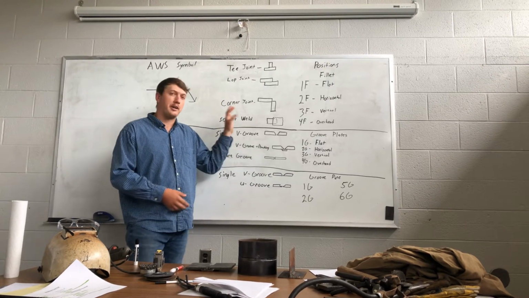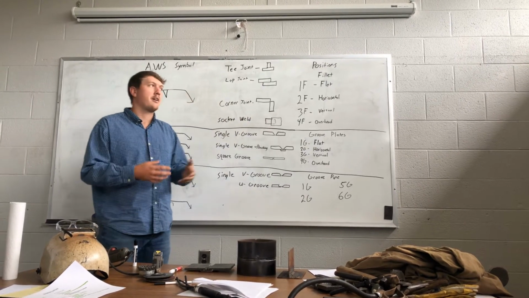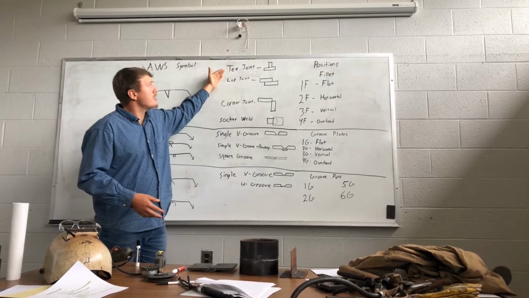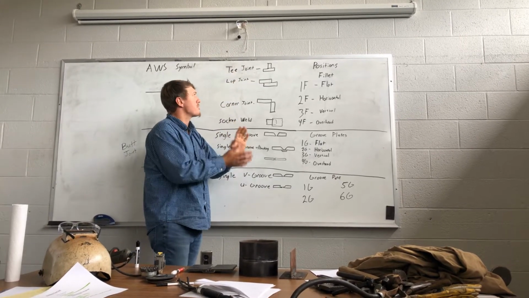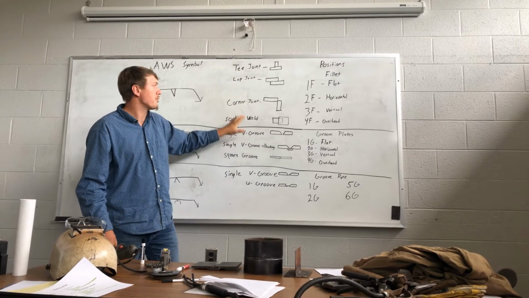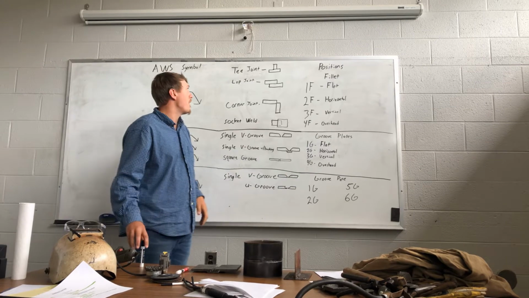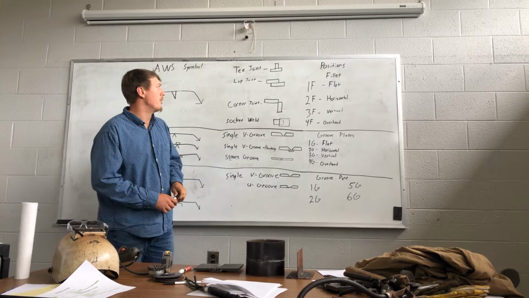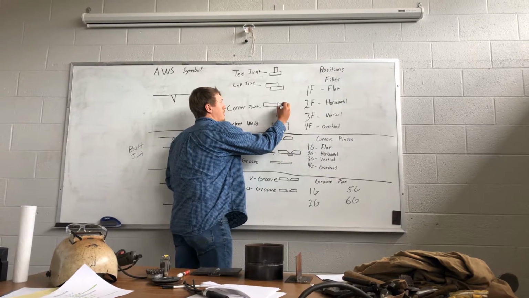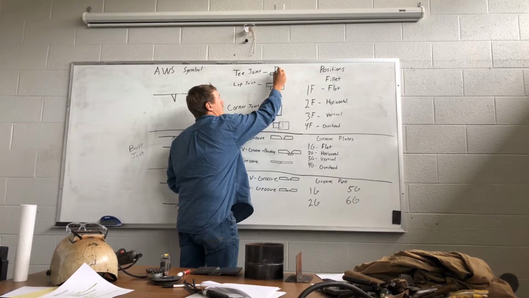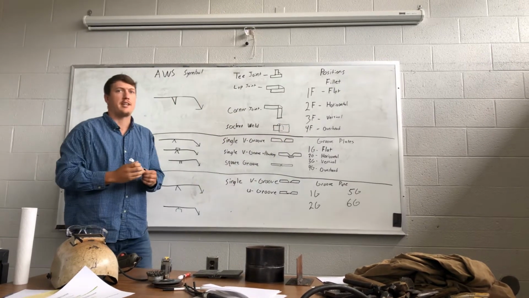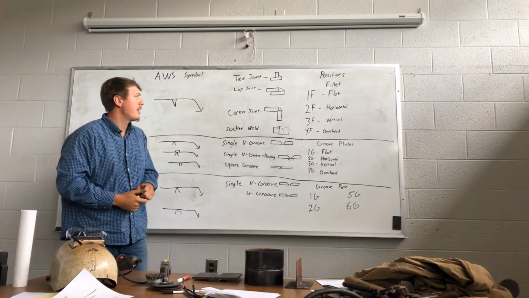Fillet welds are going to be our beginner welds that we start with on any process. The different types of fillet welds, we can have a T-joint, where we have two pieces of metal stacked on top of each other, a lap joint, a corner joint, or a socket weld. And if you will notice, on all fillet welds, they form a 90-degree angle where the weld goes. So a fillet weld is basically a 90-degree angle that's been welded.